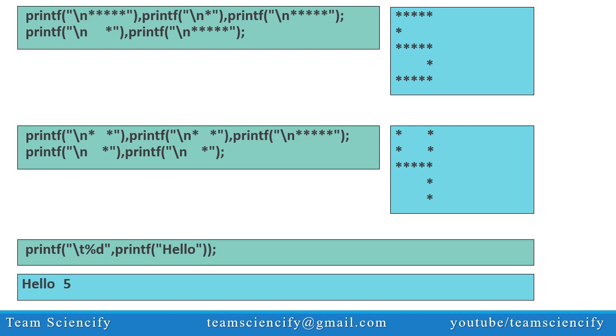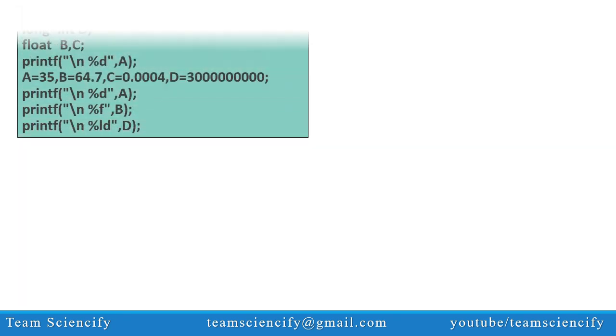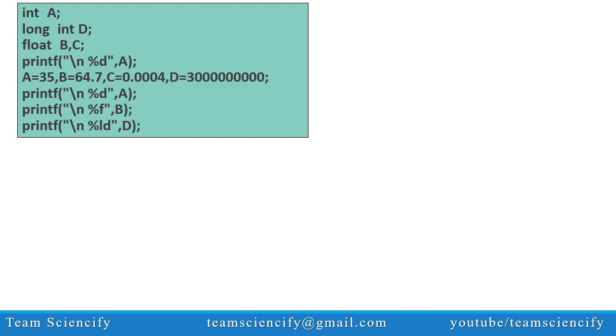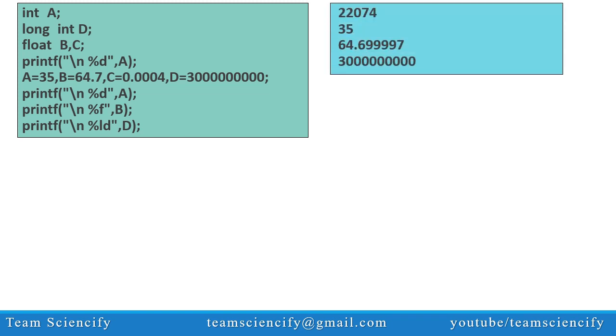Let's see the next one. We have initialized an integer type location with the name A, a long integer with the name D, and 2 float type locations with the names B and C. The next command directly prints the content of memory location A, in which we have put nothing yet. The output is some random number.